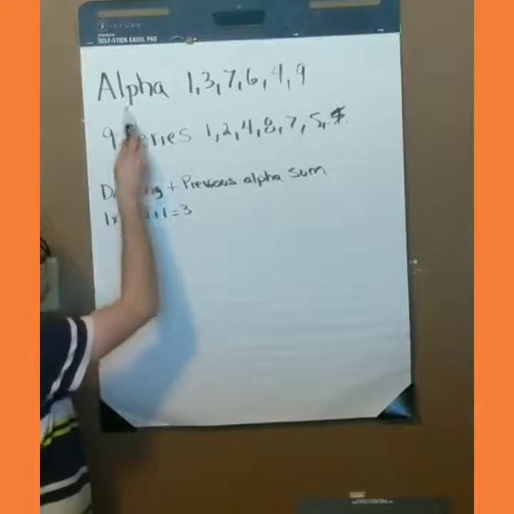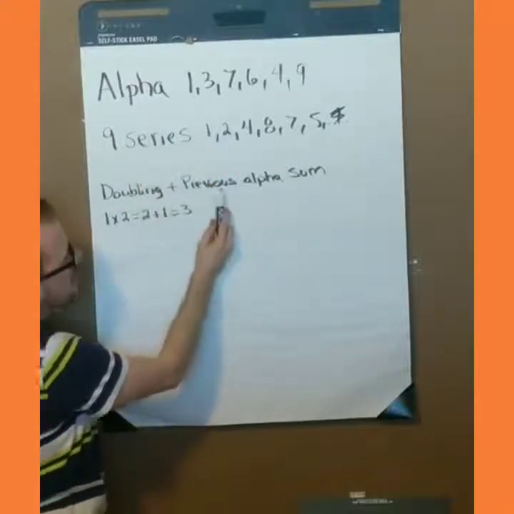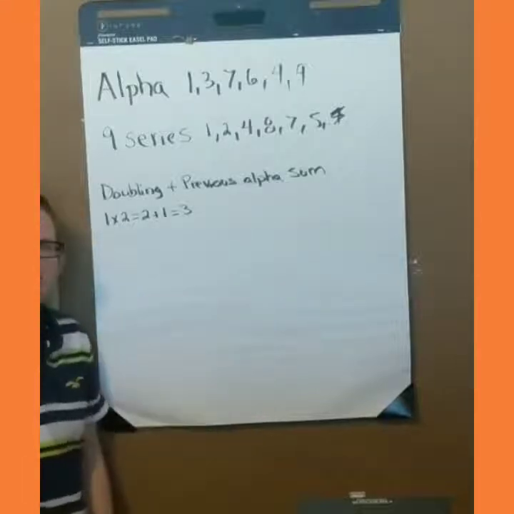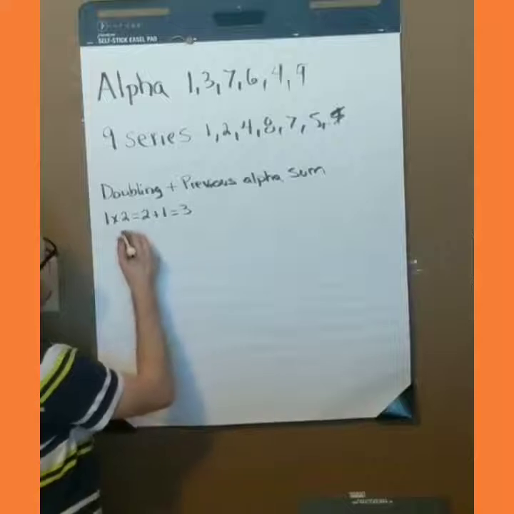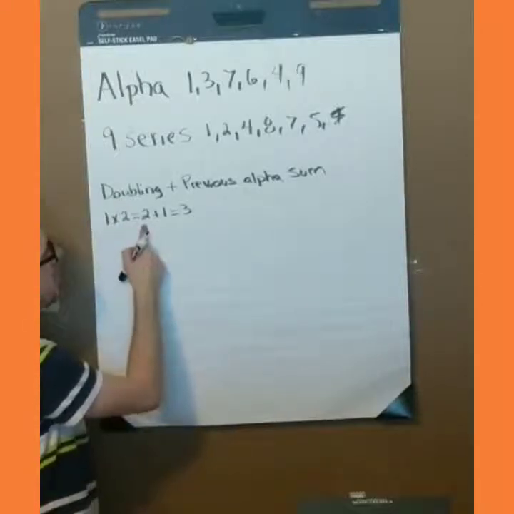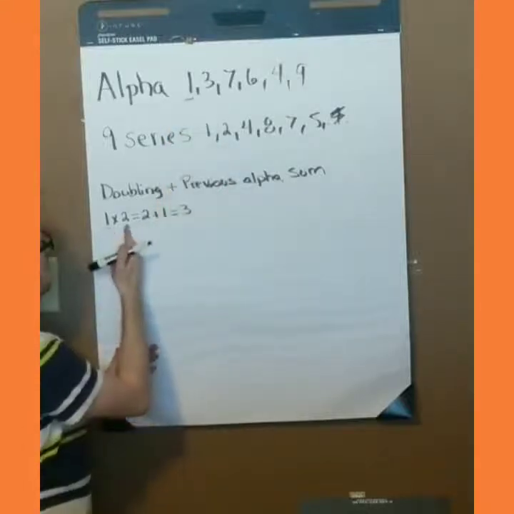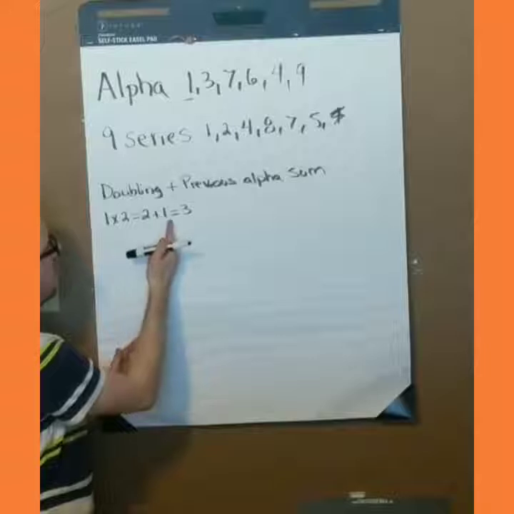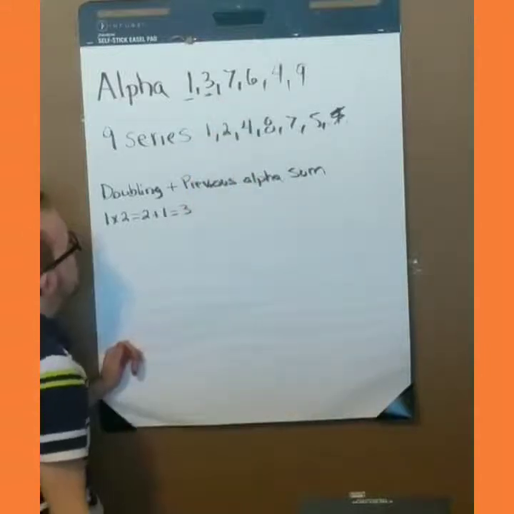Finding the next number in the alpha series is doubling plus the previous alpha sum. Now that may sound confusing, so I'm going to show you what that looks like. Let's go ahead and double. 1 times 2 is 2, but we have to add 1, because that's the very first number. So 1 times 2 is 2, plus 1 ends up being 3. That's your next number.